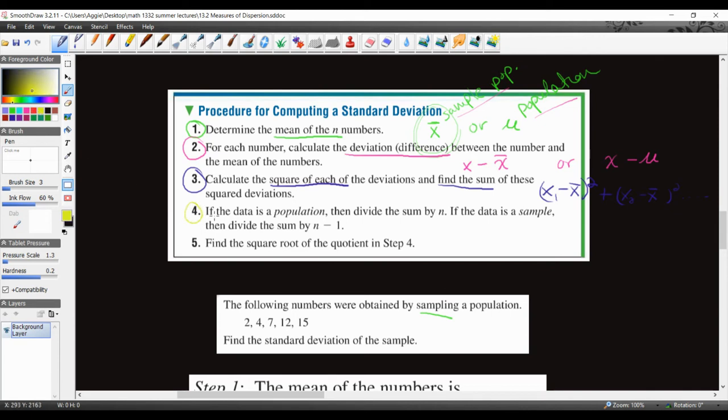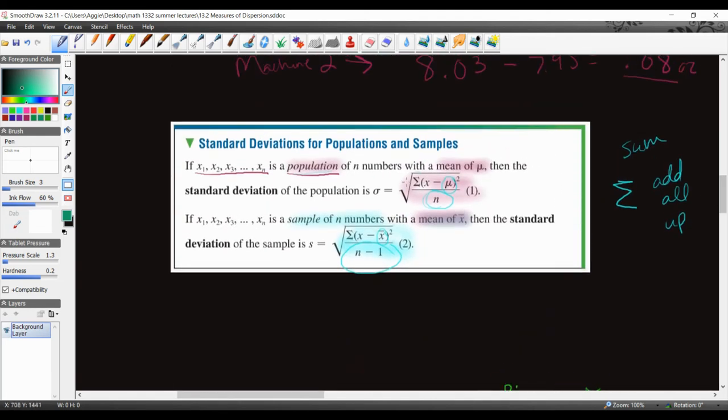Step number four, if the data is a population, then you divide the sum by n. If the data is a sample, that's this one, then you divide by n minus 1. And n is just the number of terms, the number of items we have in the set. Last but not least, to find the standard deviation, we find the square root of the quotient in step 4. So whatever you get from here, you just square root it. And that's where all that formula comes from, either one.